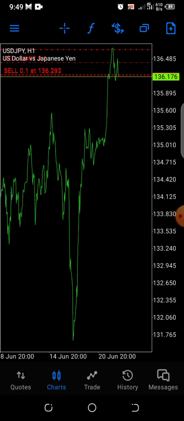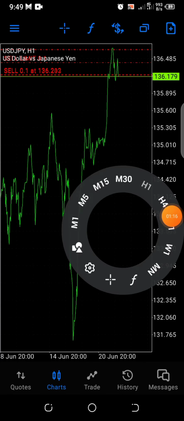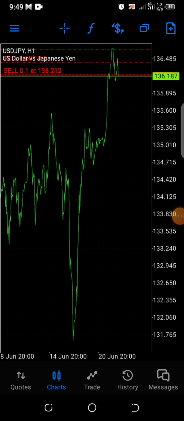Yes, and this thing, you can use it to grow your small trading account. So let's hold on and see what the outcome is going to be.